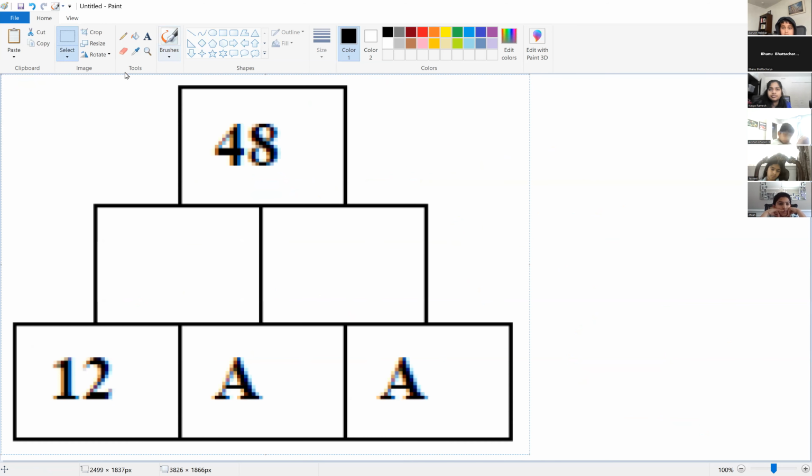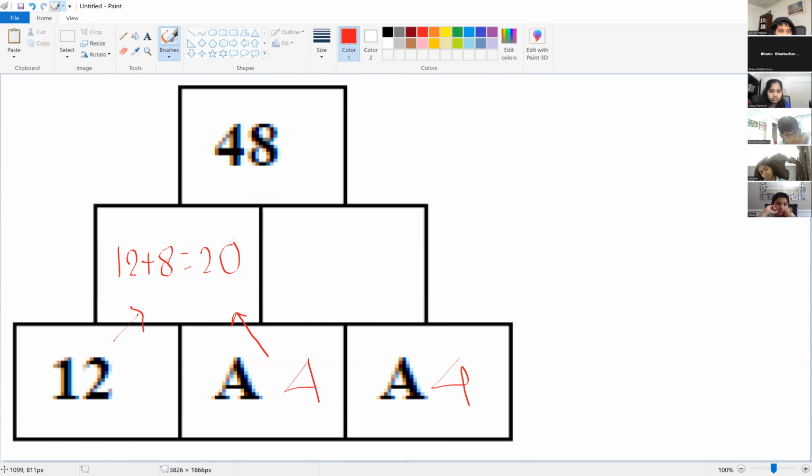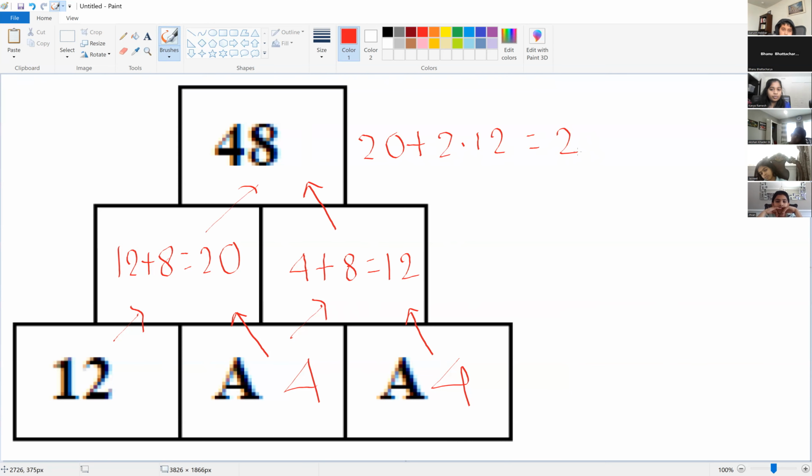Okay, so if A is 4, Kavya, what would be this number? It would be 8 plus 12, which is 20. So this is 12 plus 8, which is 20. Okay, next. And then 4 plus 8, which is 12. Okay. And then this number, 12? That would be 20. And then 12 times 2 is 24. So 20 plus 24, is it 48? No, that's why it doesn't work.